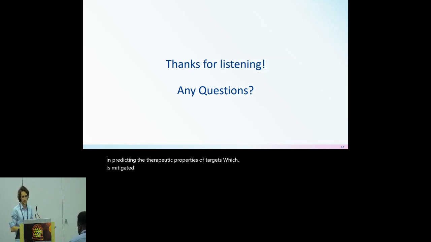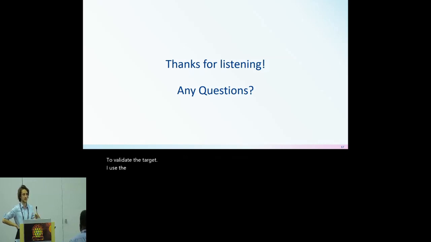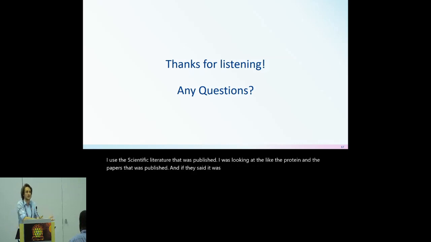So the internal implementation, is it concatenating? I'll probably just check it later in your GitHub. And also the therapeutic database, which do you use to validate the targets? Oh, I use the scientific literature that was published. So I was looking at the protein and the papers that were published. And if they said it was investigated, if they said that they proposed a new drug for it, I validated it like that.